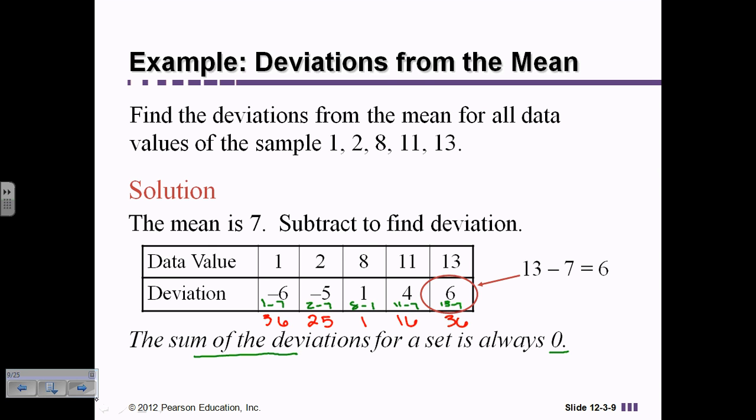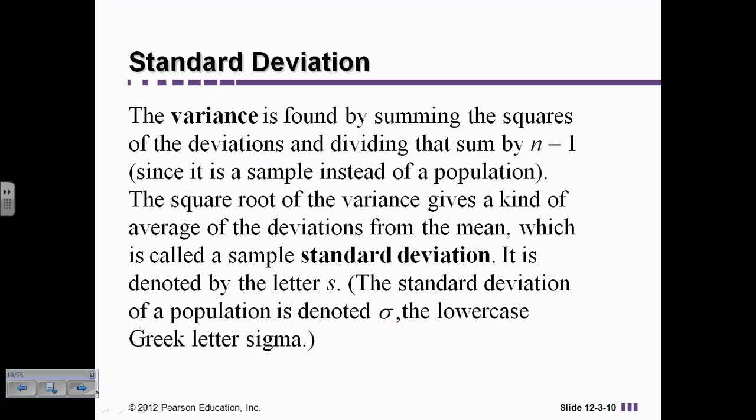And so when we add those numbers together, we don't get 0 this time, and we have a little bit better representation of what the spread is. So we're going to add them all together, and we're going to divide by n minus 1. And at this point in time, you'll accept the fact that we're doing this. It is not a population, it is a sample of data.